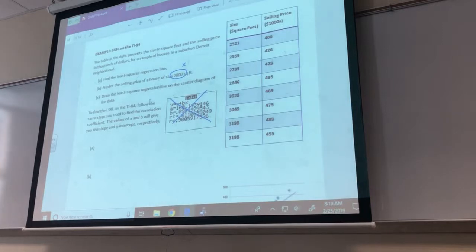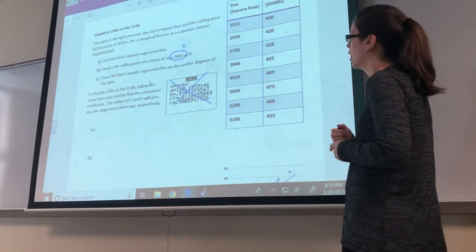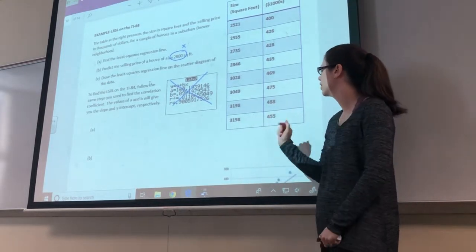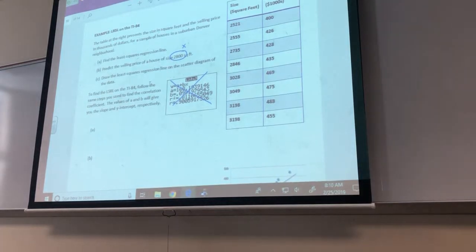And then part C is a little bit different. It says draw the least squares regression line on the scatter diagram of the data. So we already talked about how to do the scatter diagram. You just have to put this into L1, L2, set your stat plot to scatter plot, and then do zoom 9. But now we need to put the least squares regression line along with the scatter diagram.